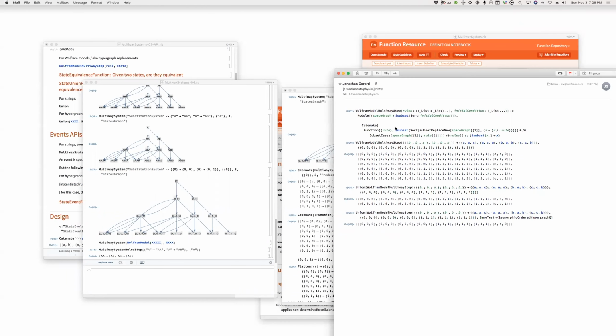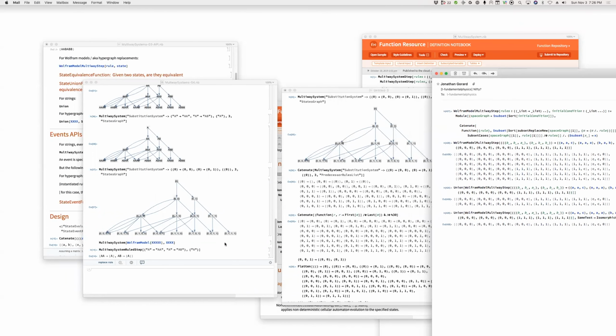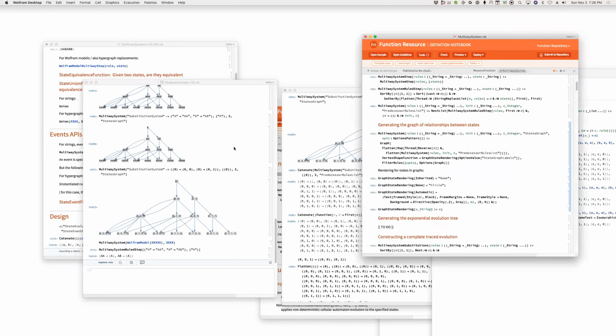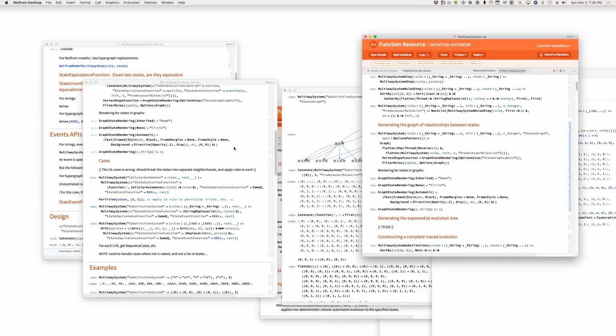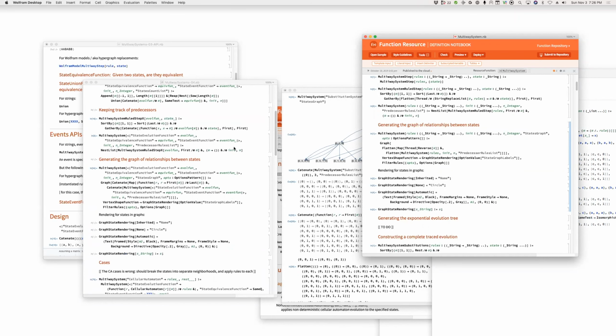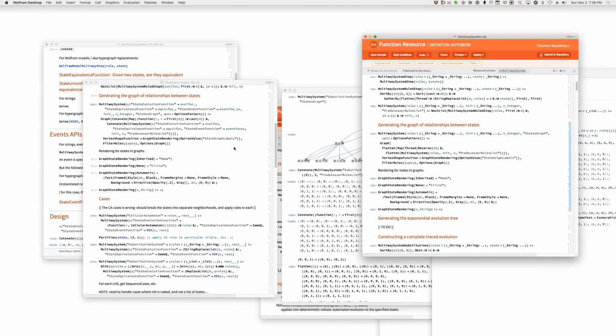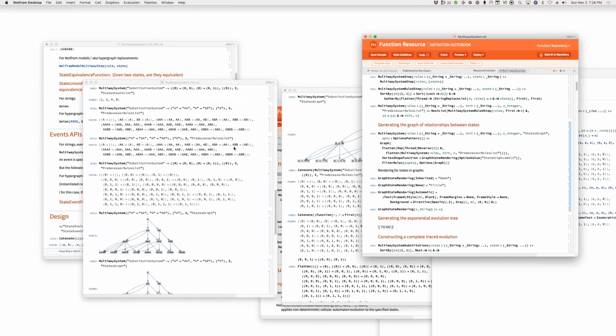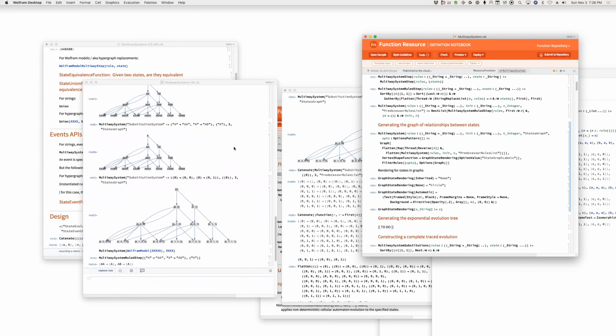All right. Let us see. All right, so we managed to get this to work. So let's keep going. Okay, now at some point here, we should start actually inserting Wolfram model things in here and see if they work.